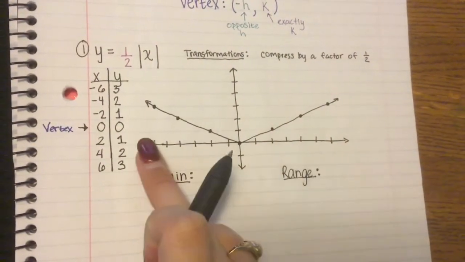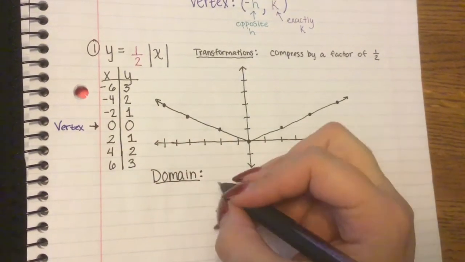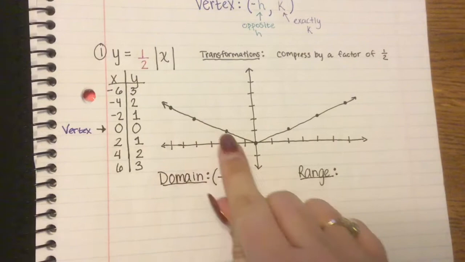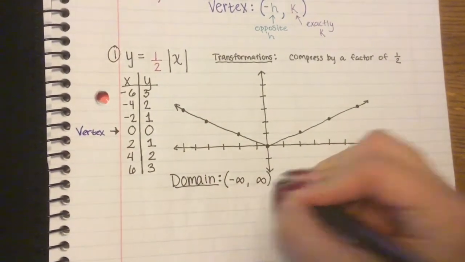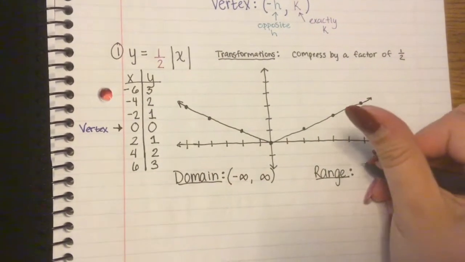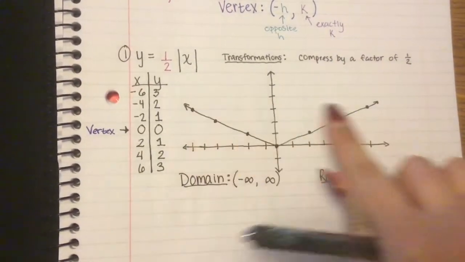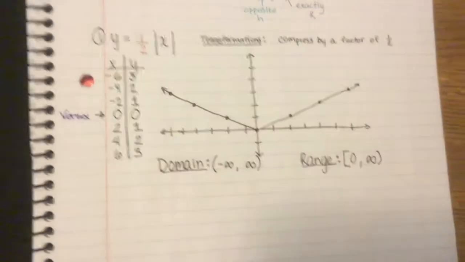When we take a look at the domain, we want to read our graph from left to right. On the left, I see that that graph is pointing to negative infinity, and as I go to the right, I can see that that graph is pointing to positive infinity. Remember that our domain for absolute value functions is always the same. For our range, we read our graph from bottom to top. Our first y value is at 0, and our last y value points to positive infinity.